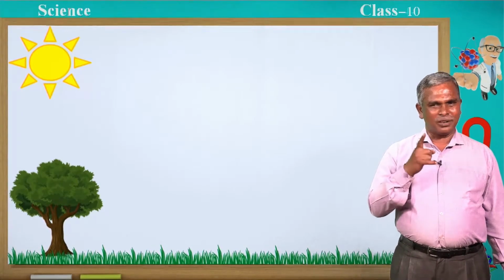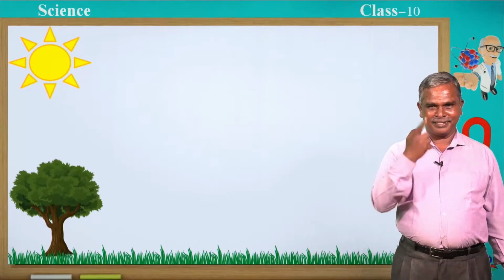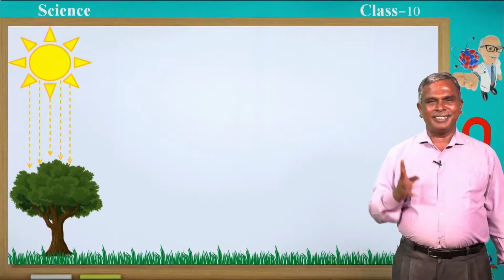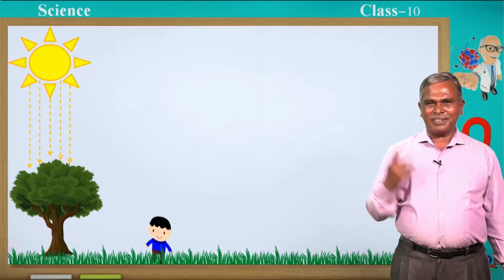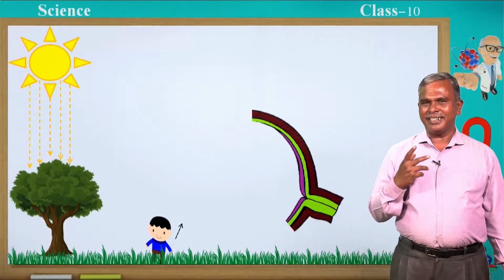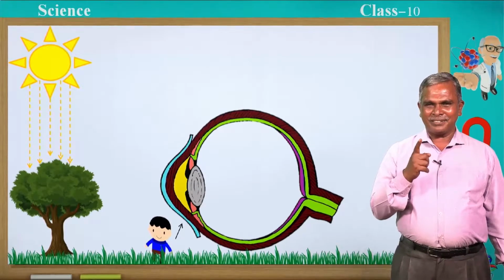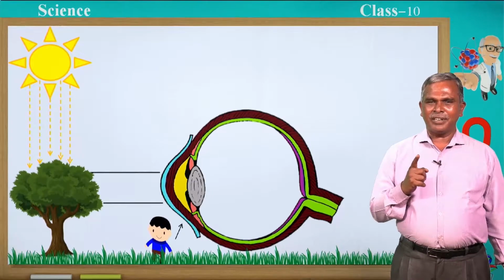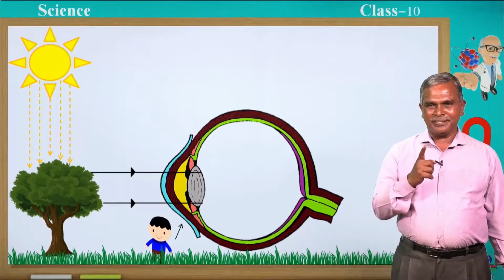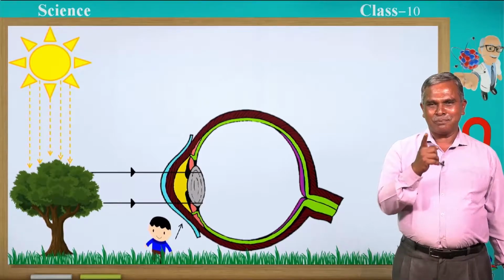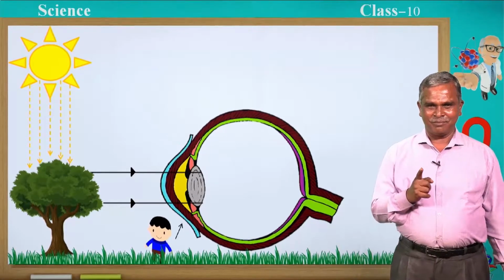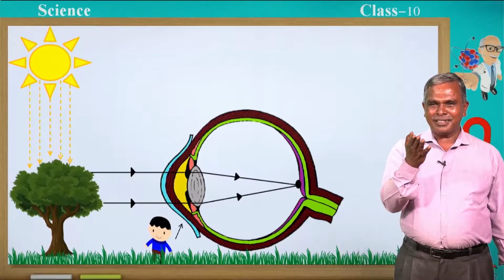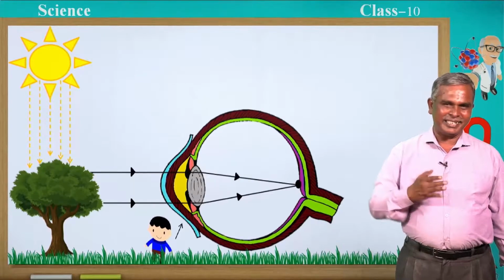See children, what is that? I need not say what that is, it is a tree. What is going to happen? The sunlight falls on the tree. It gets reflected. What gets reflected? The light gets reflected. There is a person standing, that is his eye. The reflected light enters his eye through the cornea and passes to the eye lens. Light gets refracted. I mean the image is going to form on the screen, that is, on the retina.